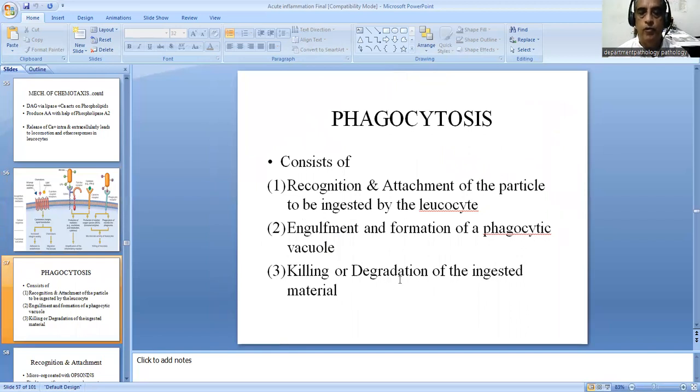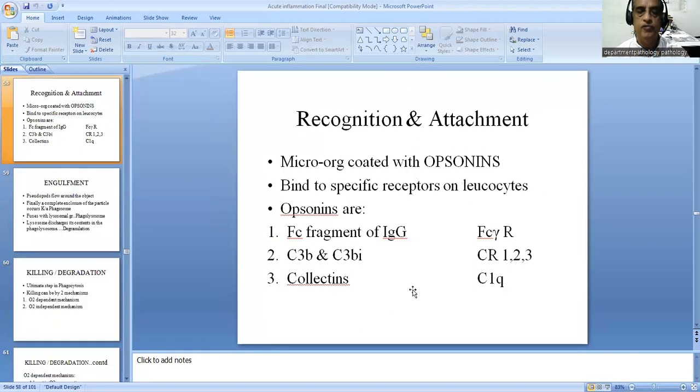Now, this is the most important aim of inflammation, the killing and degradation, and before that they have to engulf the offending agent, and that is through the process of phagocytosis. So first, before phagocytosing the material, the cell has to know what is the offending agent, what it has to engulf. For that, nature has provided a mechanism, that is opsonization. That is recognition and attachment of the particle to be ingested. After that, engulfment and formation of a phagocytic vacuole, and finally killing or degradation. These are the three steps that complete the process of phagocytosis. So the first step is recognition and attachment.